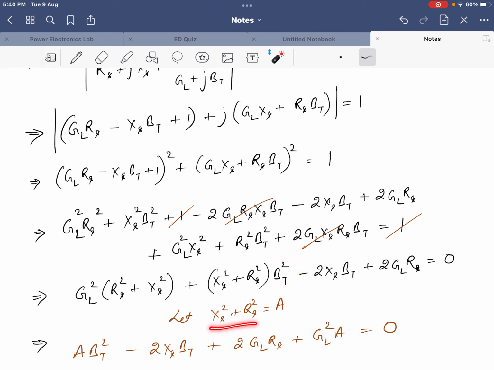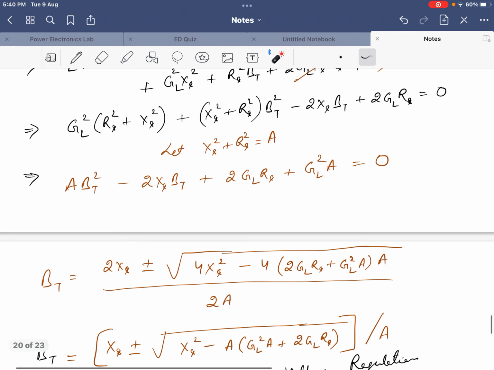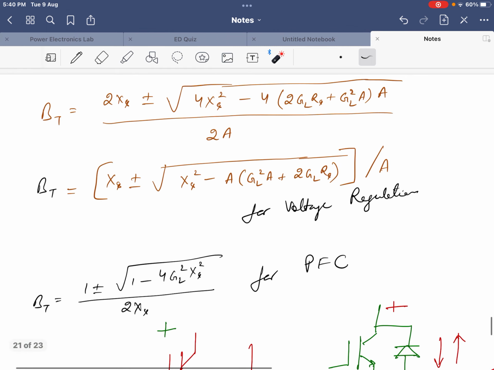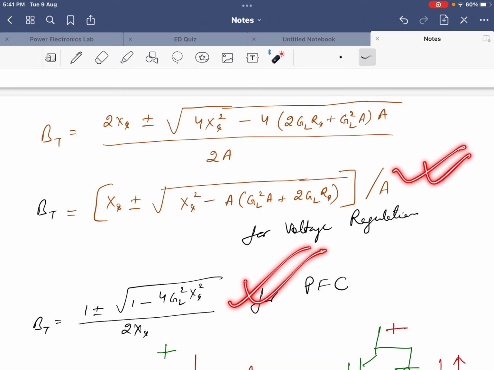To ease it out, X squared plus RS squared, let us say this is a. Now this equation looks very simple. If a is multiplied with BT and X squared, this is X, and this is a constant, what we finally get is the value of BT here in terms of a. Here we divided this by a, and the 2 gets cancelled out. So this is the BT value for voltage regulation, and this is the BT value for power factor correction. This is how we can distinguish between the BT value for zero voltage regulation and power factor correction.